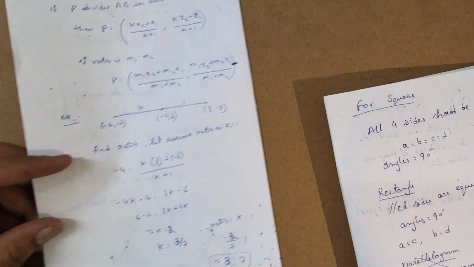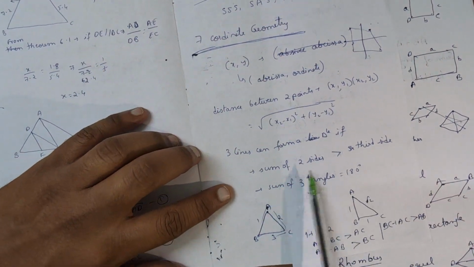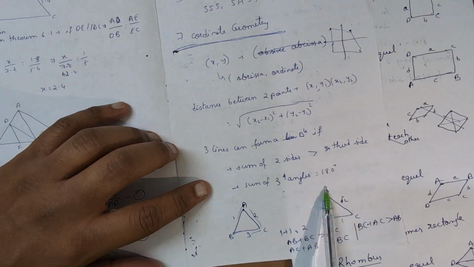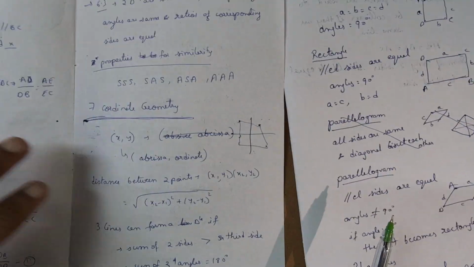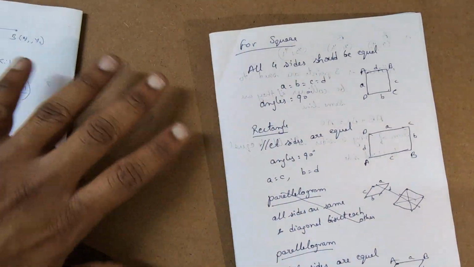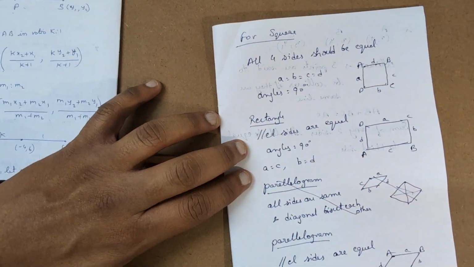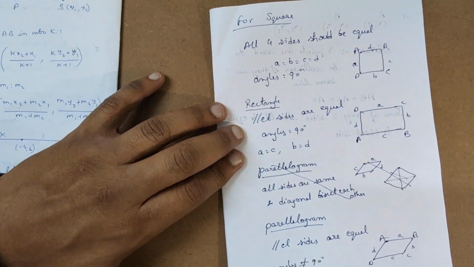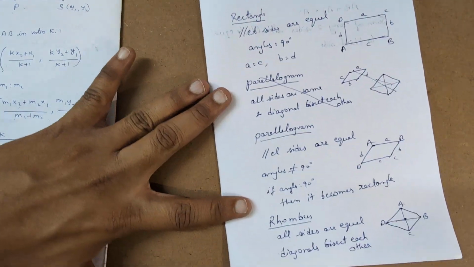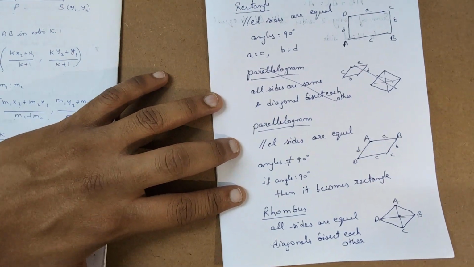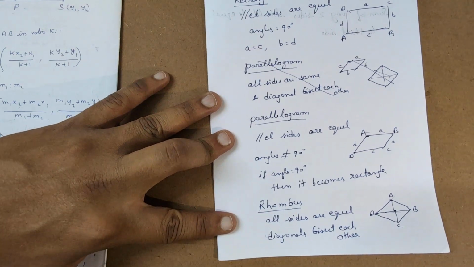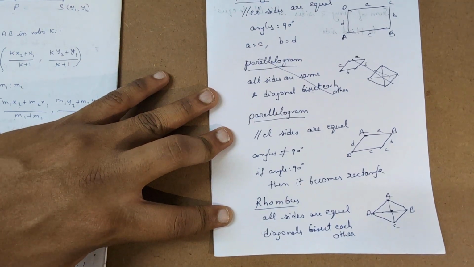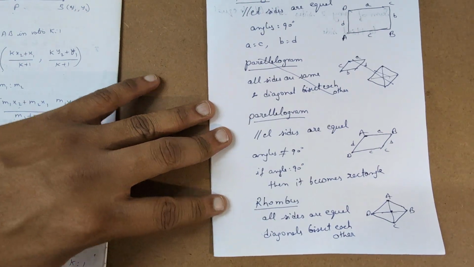For triangle, square, and rhombus, I have already explained. For a triangle, the sum of two sides should be greater than the third side, and the sum of angles should be equal to 180 degrees. Whereas for a square, all sides should be equal and the angle should be 90. For a rectangle, parallel sides should be equal and the angle should be 90. Whereas for a parallelogram, parallel sides should be equal and angles not equal to 90. If it is 90, then definitely it becomes a rectangle. Similarly for a rhombus, all sides are equal, diagonals bisect each other and the angles are not 90 degrees. If it is 90 degrees, then this also becomes a square.